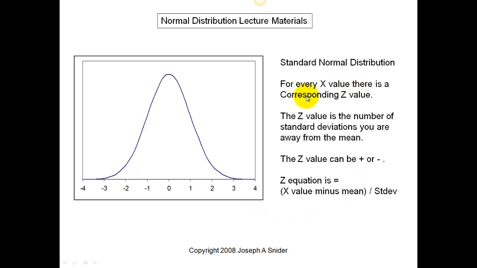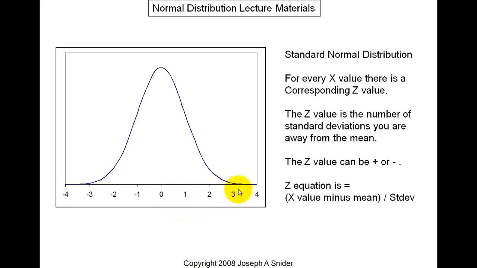So for every x, there's a corresponding z. The z value is the number of standard deviations you are away from the mean. The z value can be minus or plus. So that's the direction of, if I'm one standard deviation away from the mean to the left, say I'm at 100 and I want to go down 10 as my standard deviation, this number would be 90 on my x-axis and minus 1 on my z-axis.